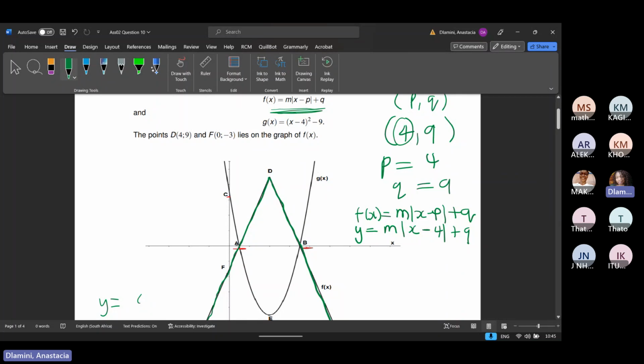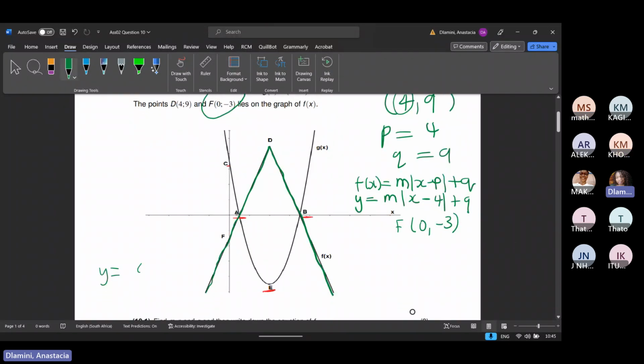Let me say the other points that we have are A, B, D, but we can't use D, remember? So we have A, we have B, we have F. Which point can we use there? F. Why? Because we are given the coordinate, which is in the information given. They say that F is negative 3 and 0 and 3. So we take that point and we substitute.